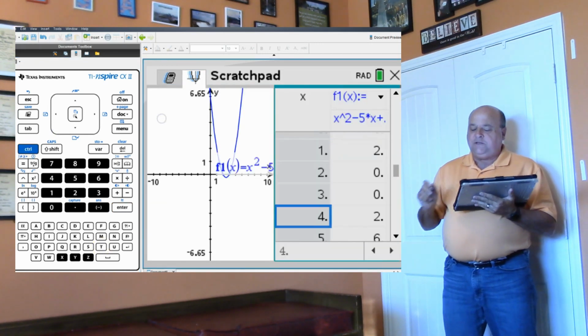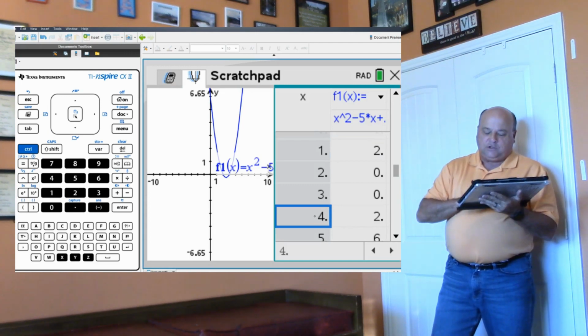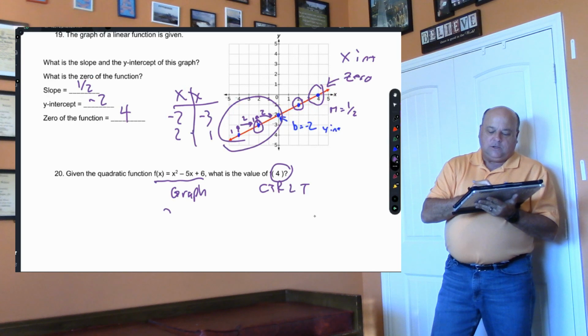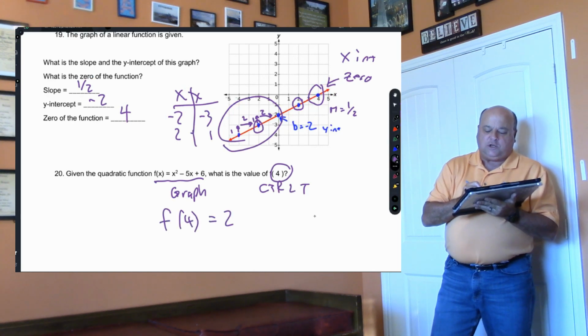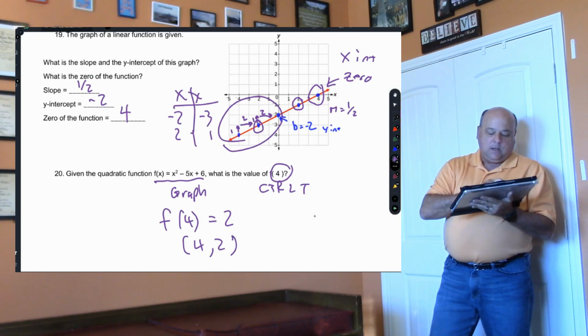and then 4 is equal to what? If you input 4, your output's 2. So the answer to this is going to be 2. So f of 4 is equal to 2. As an ordered pair, that would be 4, 2, wouldn't it?